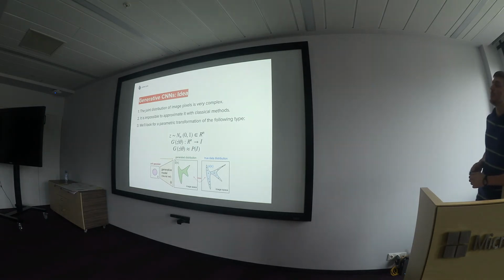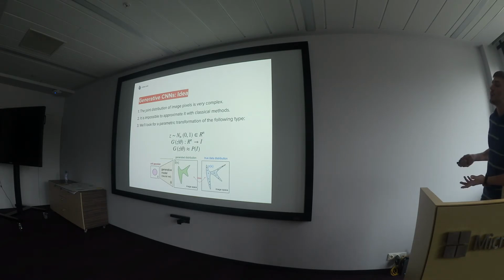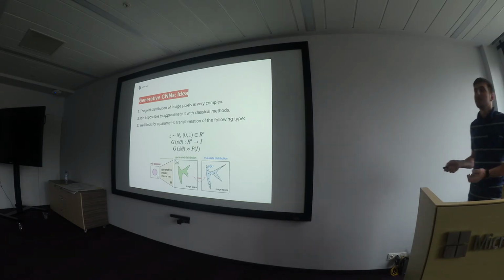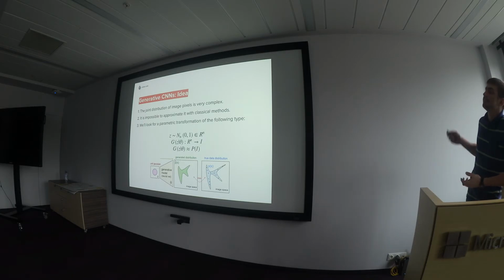So that was a recap of the basic ideas of convolutional neural networks, but we're here to build a generative model. What we know a priori is that the joint distribution of image pixels is very complex, and it is not possible to fit any analytical model to it, like a multivariate Gaussian or something like that. So classical methods don't work. But okay, if we want to generate something, let me introduce this trick.